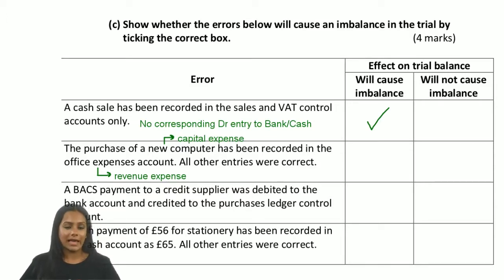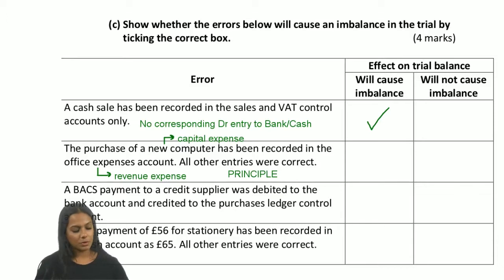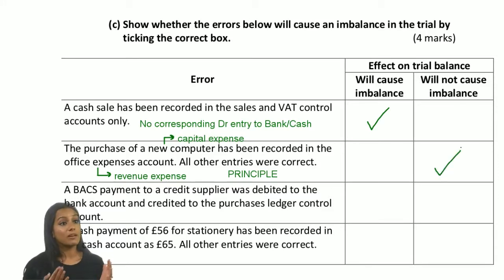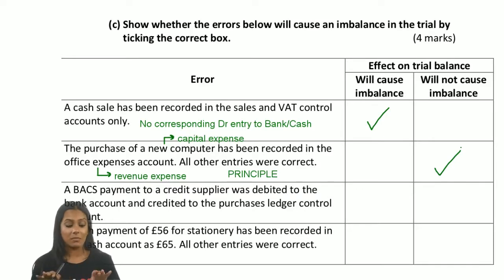If you've chosen the wrong account classification, it means that the debit will be debited to the wrong account. It must have been debited to computer, but you've debited to office expenses. So you have debited one account, and all other entries were correct. So the corresponding credit entry has been dealt with correctly. So this is known as the error of principle. The error of principle is when you have chosen the wrong account classification, and this will not cause an imbalance in the trial balance because you have made a debit and a credit of the same amount.